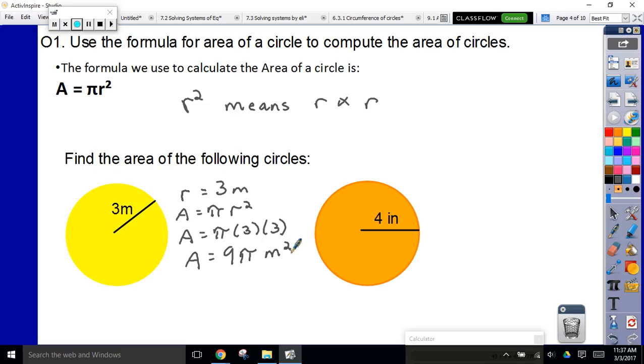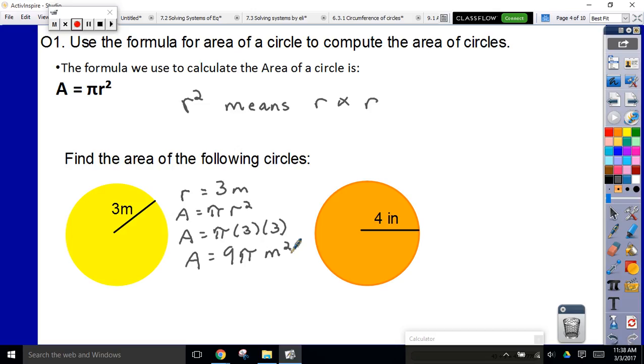Go over what I did here. Okay, the radius is 3. Our formula is pi times the radius squared. Radius squared means r times r, radius times radius. So I'm doing 3 times 3, which is 9. So my area is 9 times pi, which is just 9 pi.